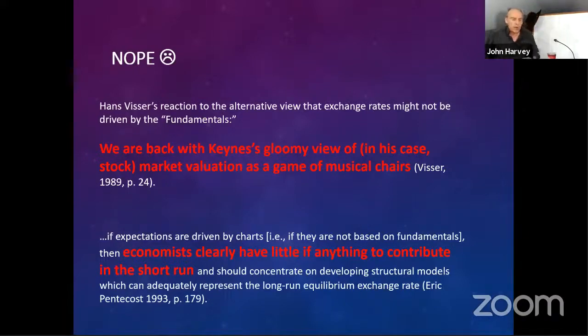In other words, economics can't explain what happens in exchange markets over the course of months and sometimes years. We have nothing to say about that. We should instead concentrate on developing models that can explain the long run, by which he's going to mean years and decades. Now, I have a tough time believing that the currency market is not economics over any time horizon. Because by my way of thinking, we're deciding what is and isn't economics by the subject matter, not by whether or not our tools work for that.